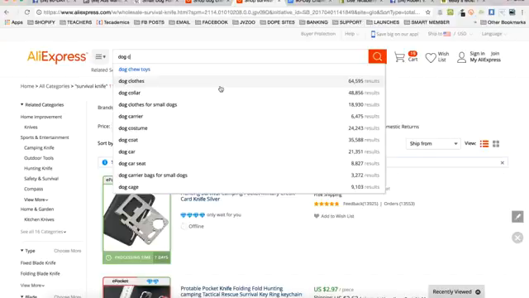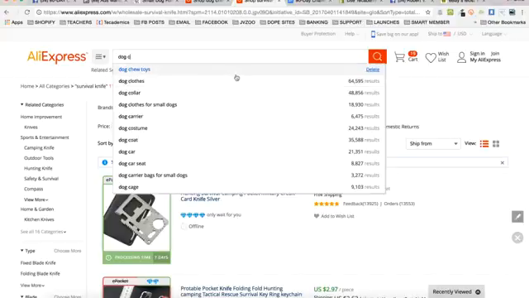These are suggested searches based on the results. It tells you how many results there are. If you're going to search dog clothes, you're going to find 65,000 options, right? Which probably means that it's going to be a popular or a good direction to possibly go into.